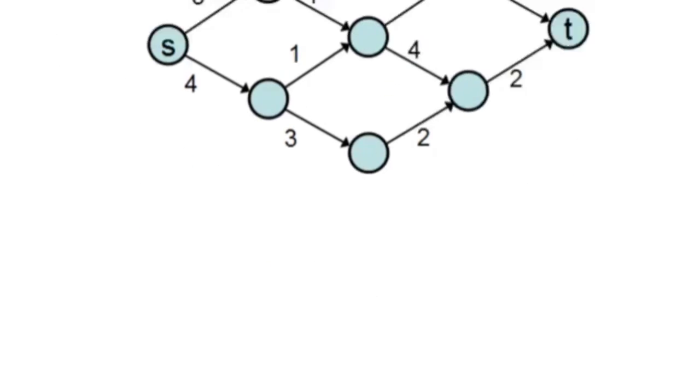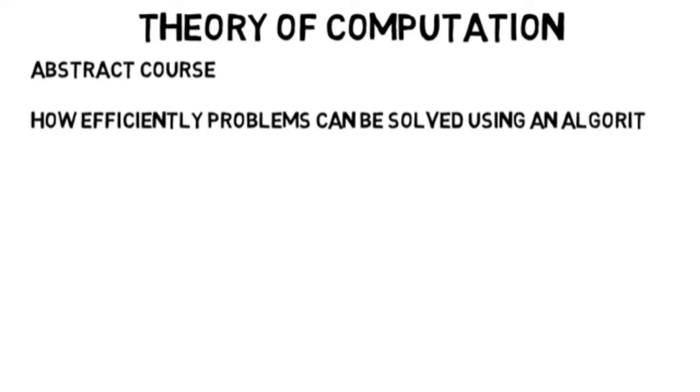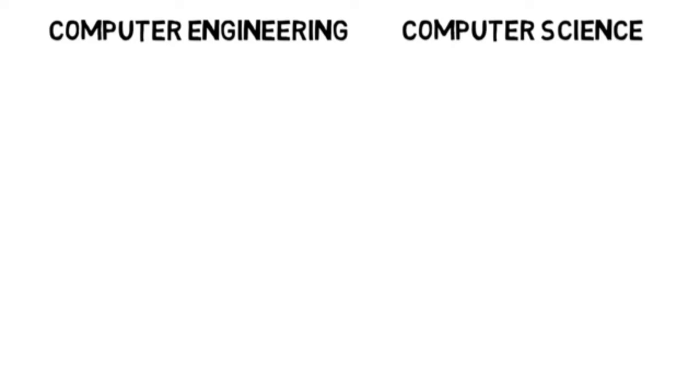They also take their class on theory of computation. I discussed this as well as being a very abstract course. You learn more proofs and determine how efficiently problems can be solved using an algorithm. It's a math and proofs-based class that involves, again, discrete math. And I'm actually only going to include those two classes. So now let's look at an overview of everything.